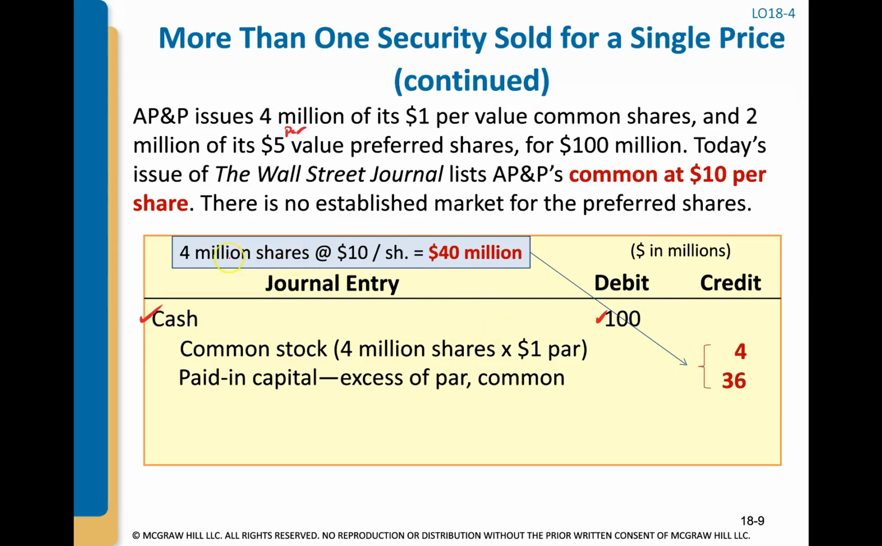So we're told we have 4 million shares that we issued of the common stock, and the value of that is $10 per share. So in total, we issued $40 million worth of common shares. So the way we record that $40 million is we're going to credit common stock for the number of shares, the 4 million shares, times their par value, which is $1.